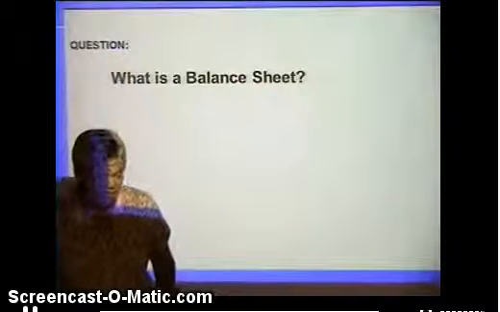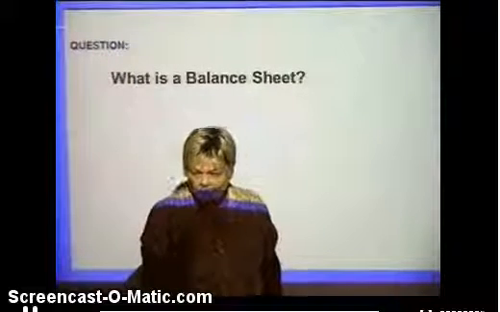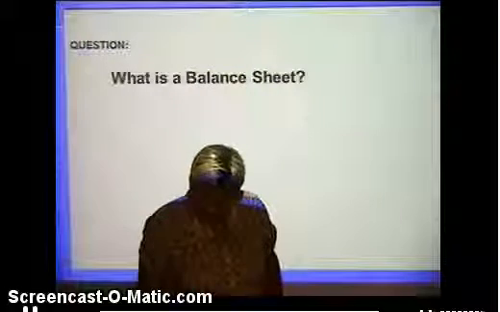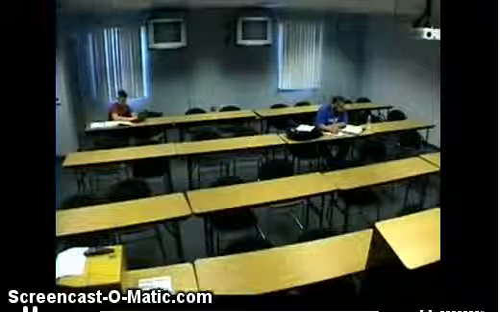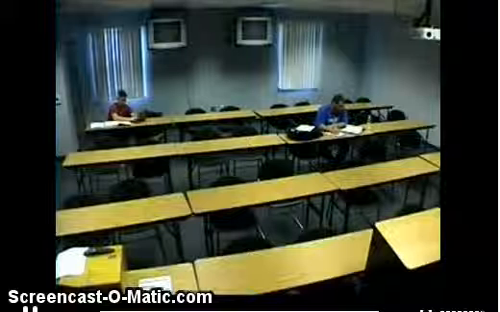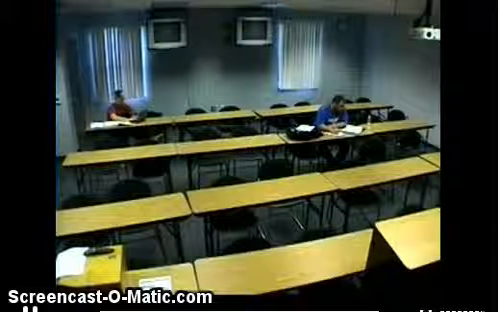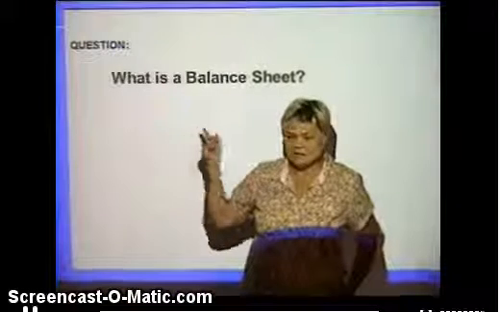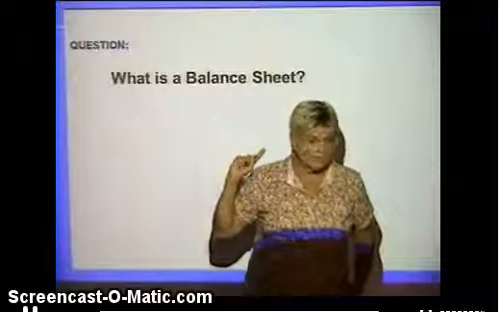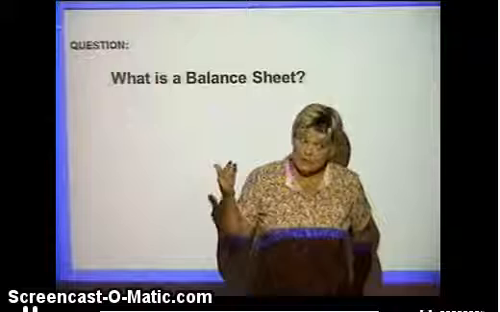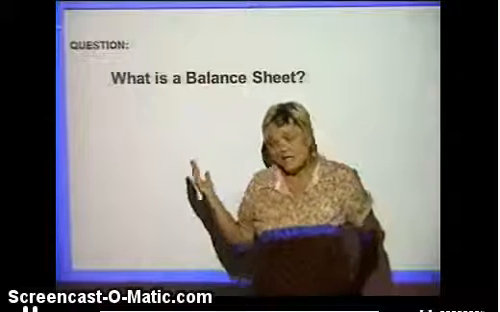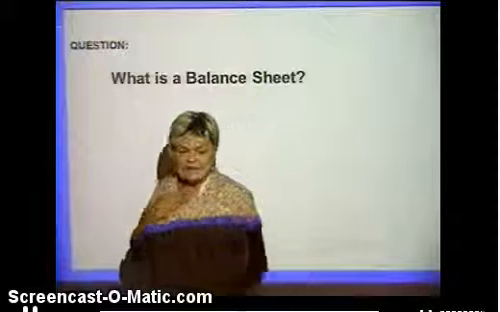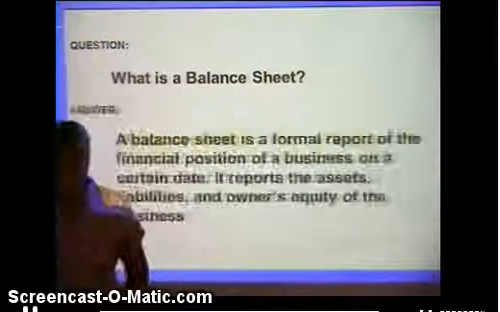Okay, what's a balance sheet? We're going to talk about the balance sheet a little bit, and then we're going to do one. A balance sheet is a report on the financial position of the business. It reports the assets and liabilities and owner's equity of the business. So the balance sheet is actually that equation that we have written. It's a report, and it's going to show that assets equals liabilities plus owner's equity.